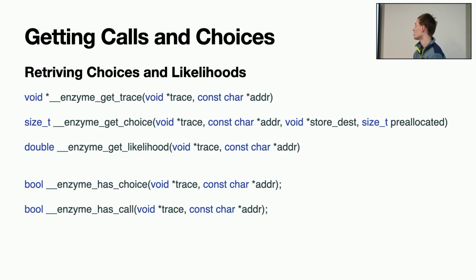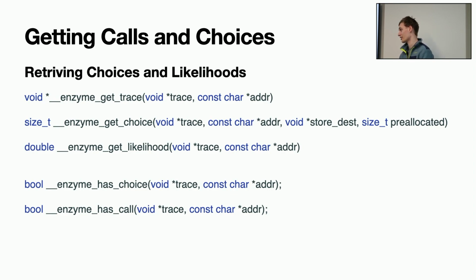Enzyme also has the possibility to get choices and likelihoods. This is important for differentiation later on and also for conditioning. Whenever we do conditioning, Enzyme can ask for traces for a certain address. This might be the address of a function call. Then Enzyme can also retrieve choices from the trace of observations we have, so basically what we pass to conditioning. And then we can also get the likelihood, which becomes relevant for differentiation later on.